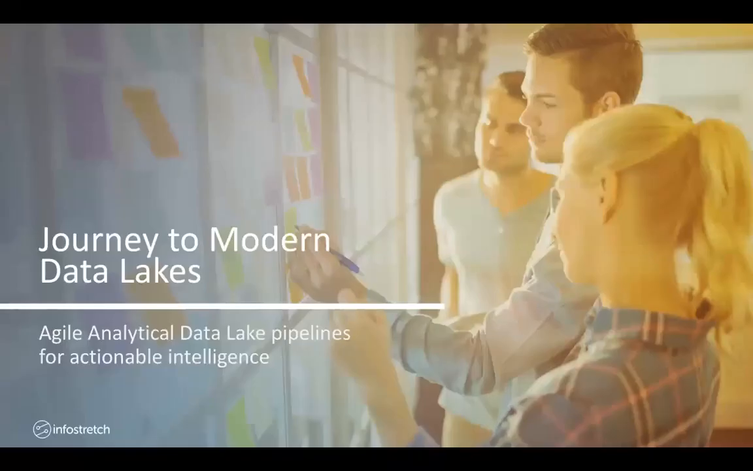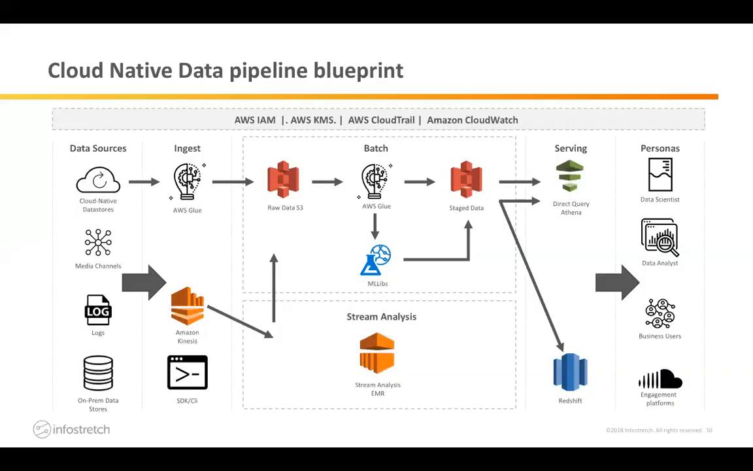With this, we'll jump into modern data lake architectures and how we are essentially looking at data lake pipelines for our actionable intelligence. This is a blueprint which we look at when we try to build cloud native data pipelines, and specifically this is looking at AWS as an infrastructure provider.